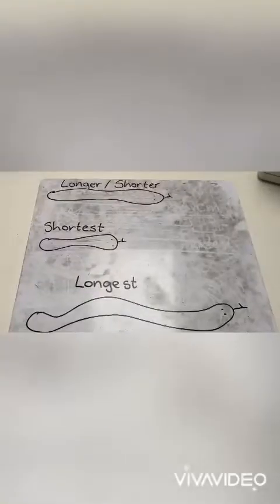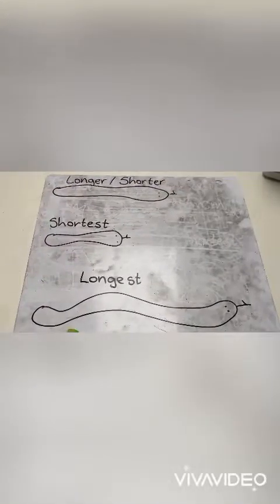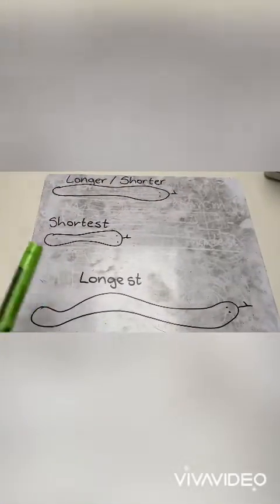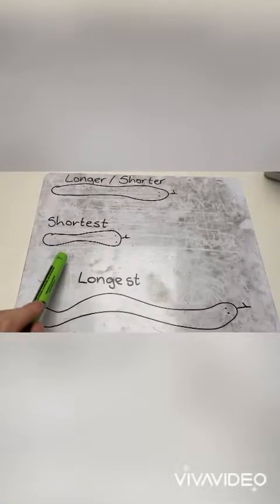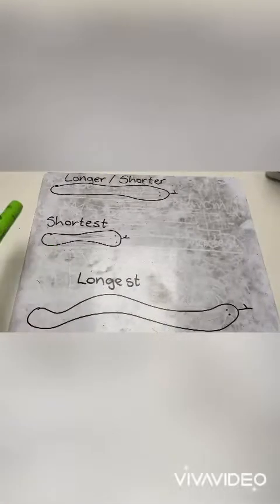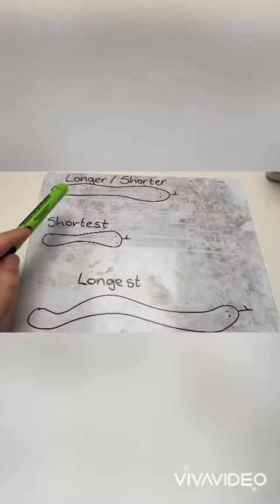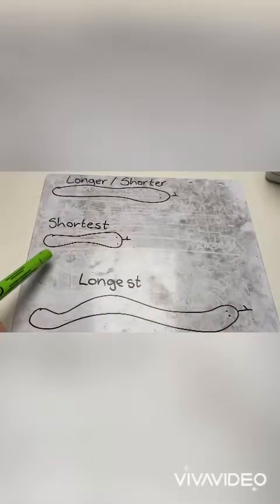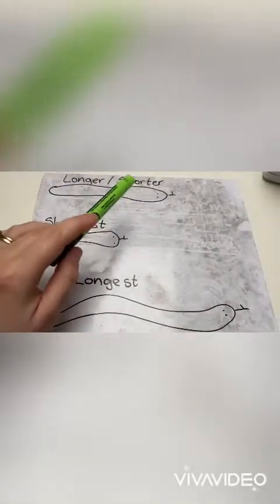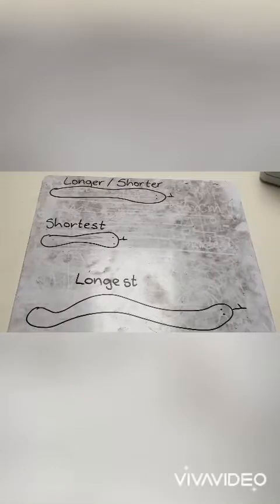We can also use different words to describe the length of things. This snake is the longest. This snake is the shortest. This snake is longer than the shortest snake, but shorter than the longest snake.